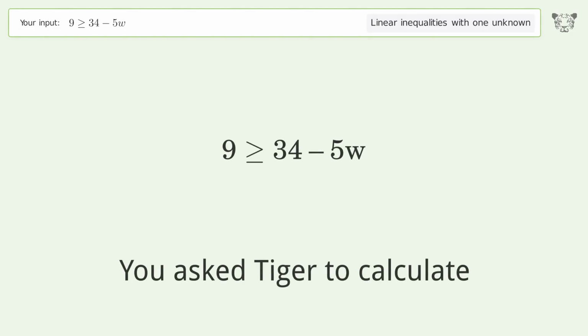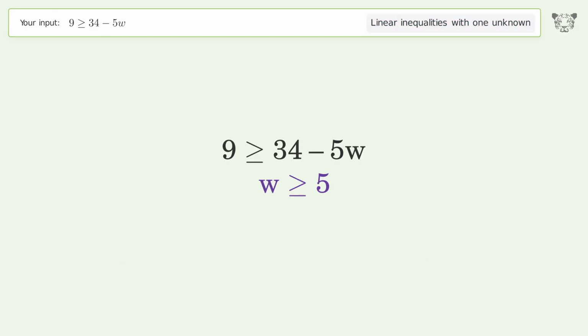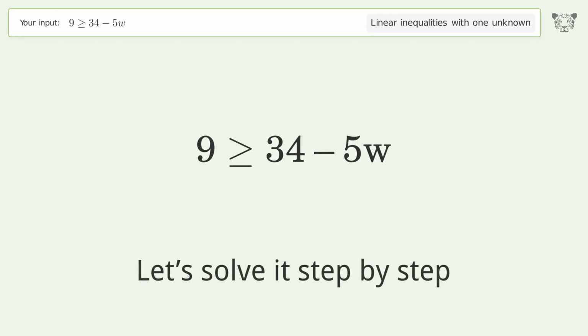You ask Tiger to calculate. This deals with linear inequalities with one unknown. The final result is W equal or greater than 5. Let's solve it step by step.